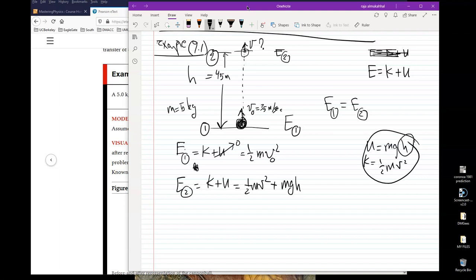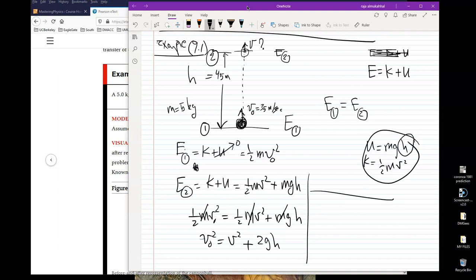Now, how are E1 and E2 related? They are equal. Equate them together. So I'm going to have here 1/2 mv naught squared equals 1/2 mv squared plus mgh. The m's cancel out. He'd still give me the mass, but I don't need it for now. And then he's asking for v squared. I need to get rid of this half, so multiply both sides by 2. That's going to be v naught squared equals v squared plus 2gh.